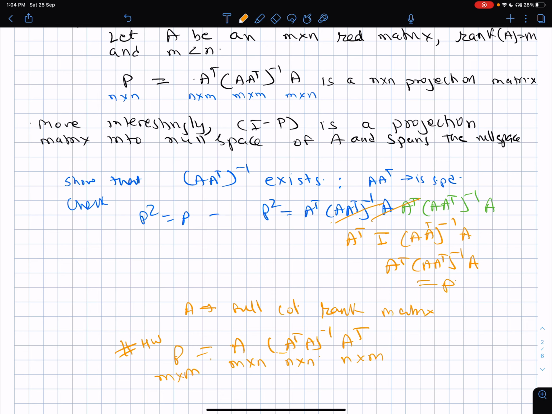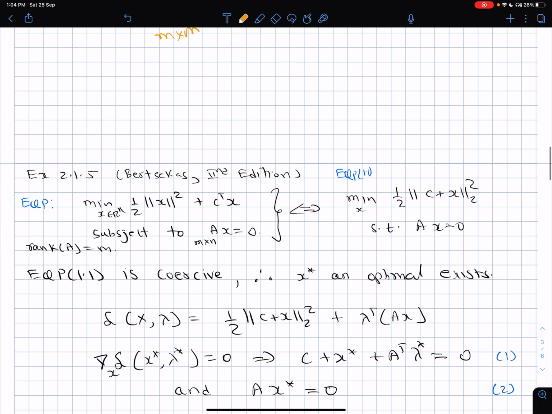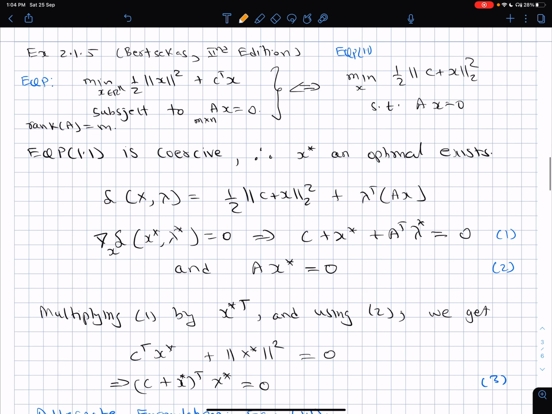Again, the proof follows exactly in the same way as I just now told you, so I will leave it to you to check. Now let us use this projection matrix to solve a quadratic programming problem. So let's see the application of it.